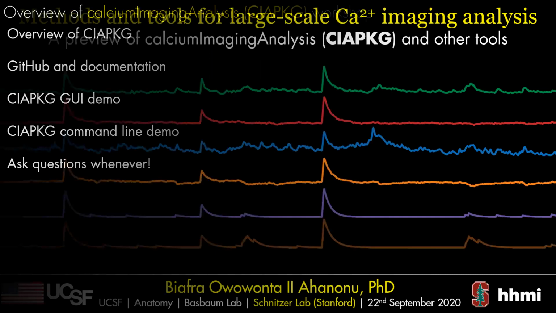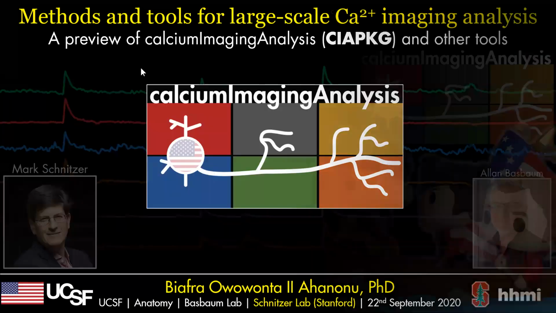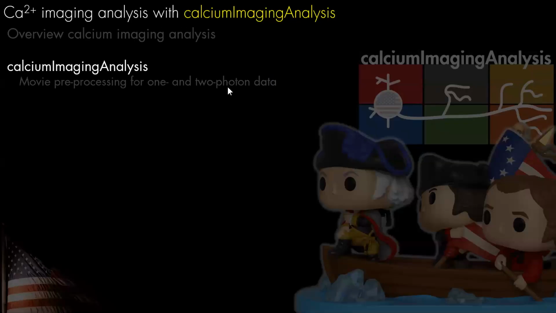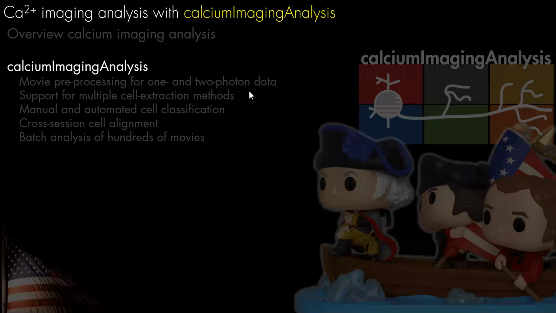The tool is called calciumImagingAnalysis, and the main things that it does is processing of both 1 and 2 photon imaging data sets. It supports multiple cell extraction methods, and can do manual and soon automated classification. There's cross-session alignment, as well as batch analysis of an arbitrary number of movies once you load them into the class, or if you're using the command line version. We recently added NWB support, and we're going to be further adding NWB support so that more or less all the modules will support it.